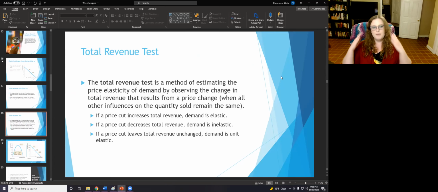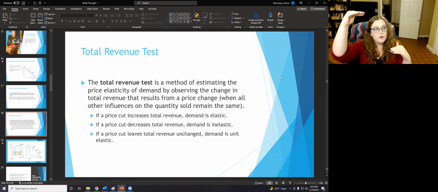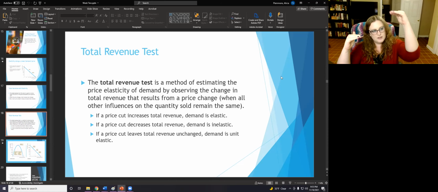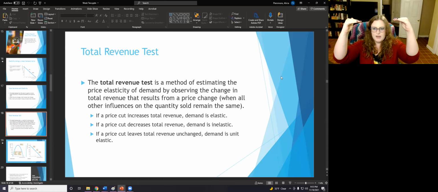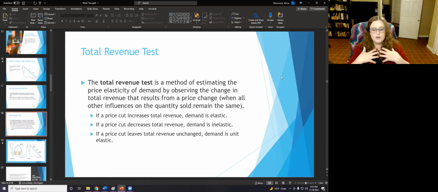Remember, that's the idea that if prices go down and total revenue goes up, we're elastic, right? If prices go up and total revenue goes down, we're elastic. We are very sensitive to those price changes. If price goes up and total revenue goes up, well, we're inelastic. We're not changing the quantity demanded by as much as the price change. If price goes down and total revenue goes down, same thing, right?